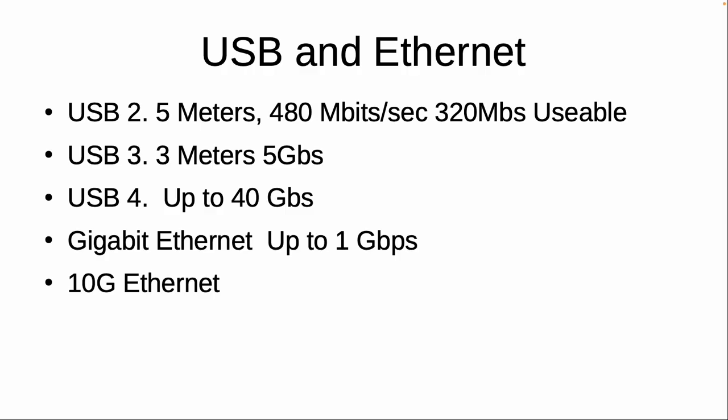We should also talk about USB and Ethernet. USB 2 can go up to 5 meters. It gives you 480 megabits per second, of which 300 megabits per second is usable. Not a very large image, but if you do either JPEG or H.265, then it works great as a webcam. USB 3 will take you up to 5 gigabits per second, but only 3 meters. Turns out there's something called USB 4, which takes you up to 40 gigabits per second. I think there's some higher options also. I hadn't even heard about that until recently.